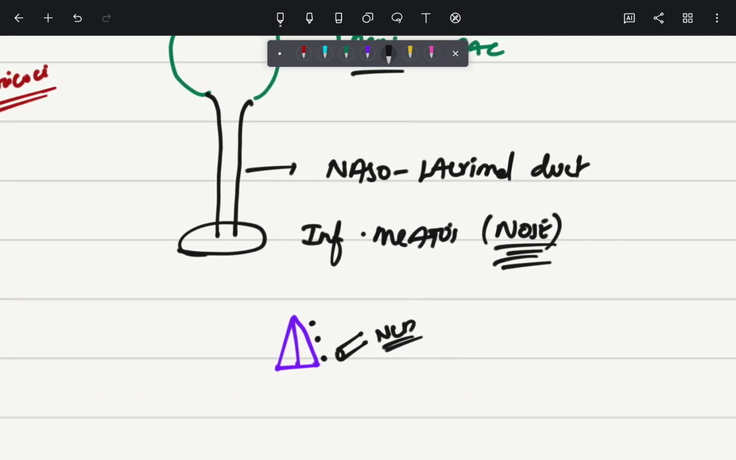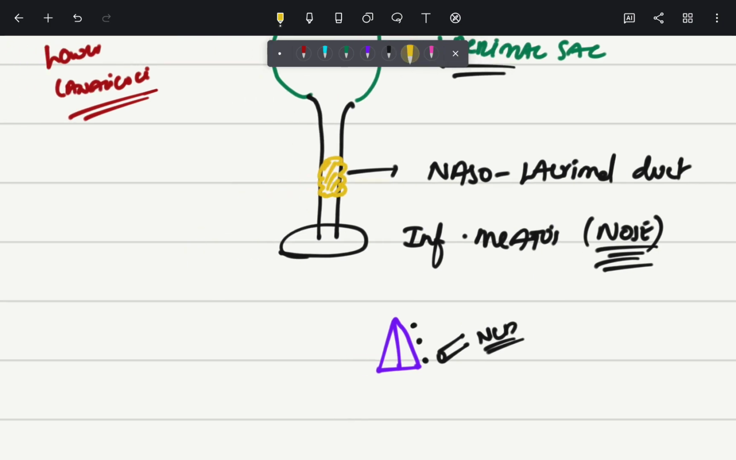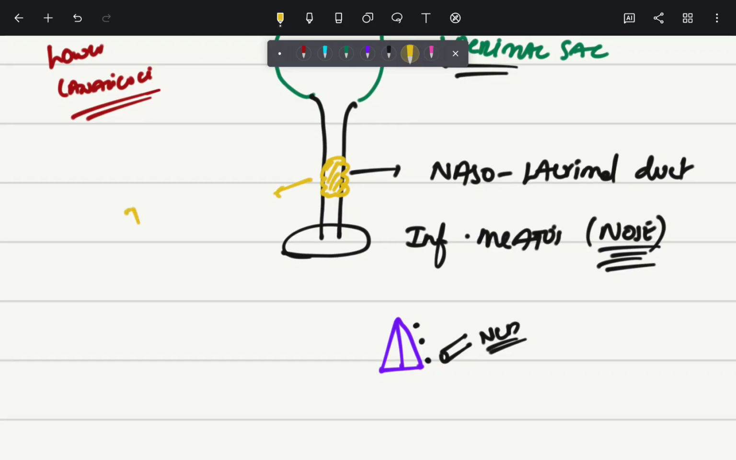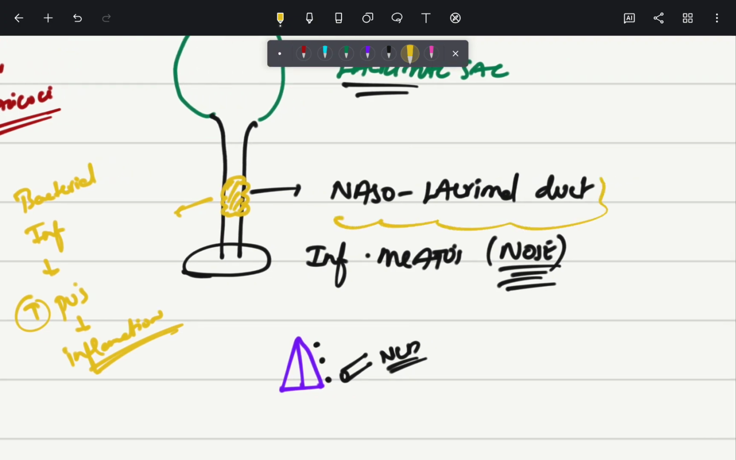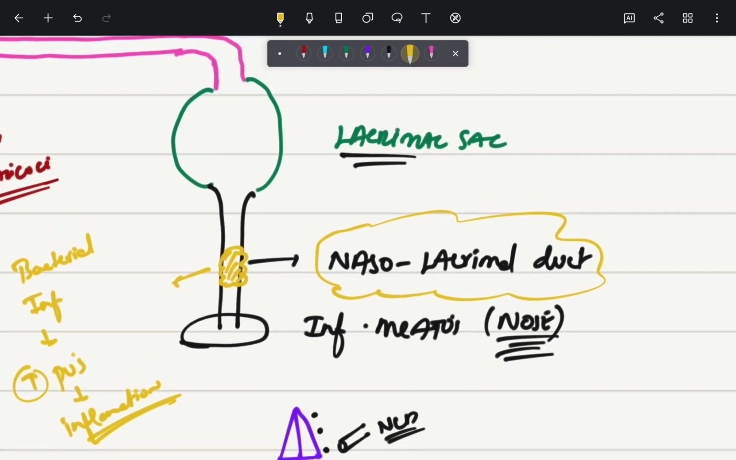So what happens in chronic dacryocystitis? In chronic dacryocystitis, there is blockage of the nasolacrimal duct. Now why is there a blockage? This could be due to bacterial infection. Due to bacterial infection, there is a lot of pus formation there, which is leading to inflammation. This is the main cause, the cause that is causing the nasolacrimal duct obstruction. The nasolacrimal duct is getting obstructed.